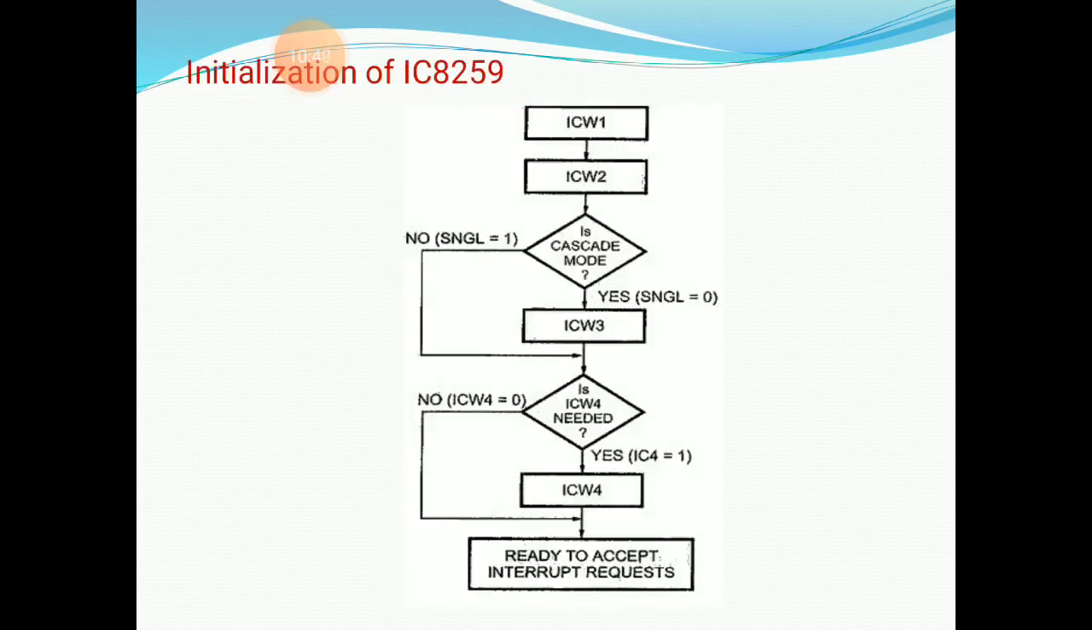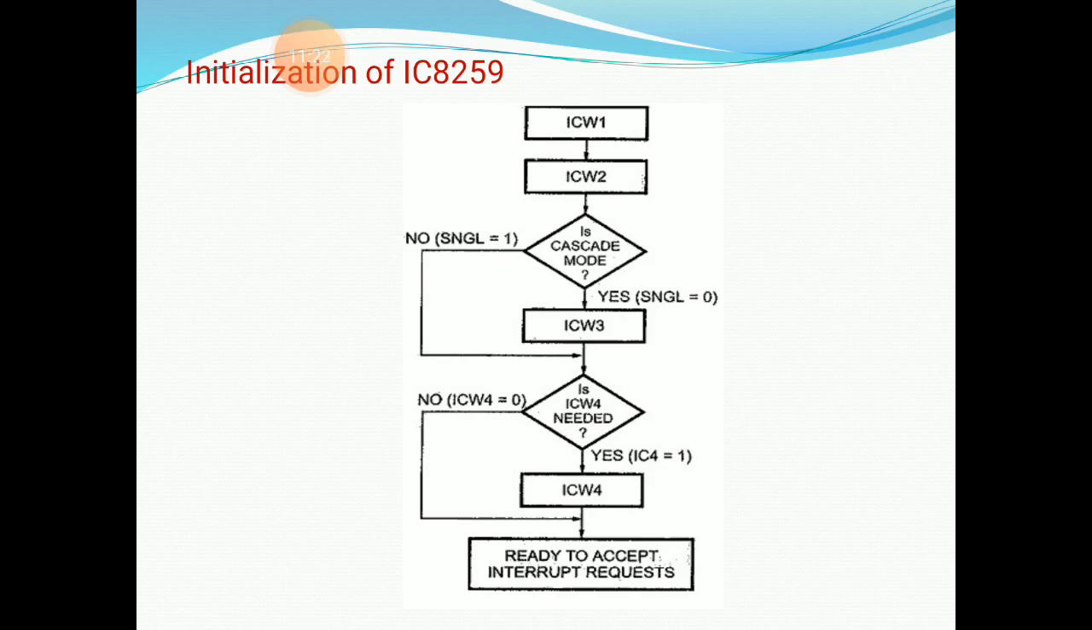Now let us see the control words of IC8259. There are 2 types of control words used in programming the 8259. Those are called initialization command words and operational command words. Now let us see the initialization of IC8259. This initialization of 8259 can be represented using a flowchart. There are 4 initialization command words used in IC8259 for programming. Those are called ICW1, ICW2, ICW3, ICW4.